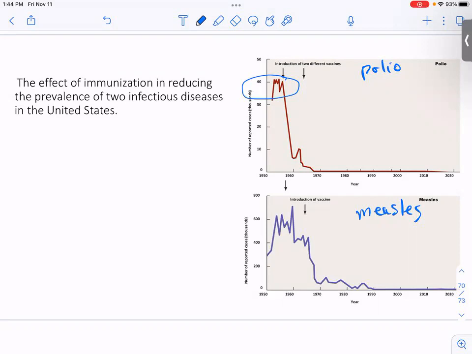Measles. Thanksgiving is coming up, so ask your grandparents if they remember having measles as a child, because almost everybody had it, and there were a lot of complications associated with it. Our first measles vaccine didn't really work that well. The form that we use now came out, I think, in the late 60s.